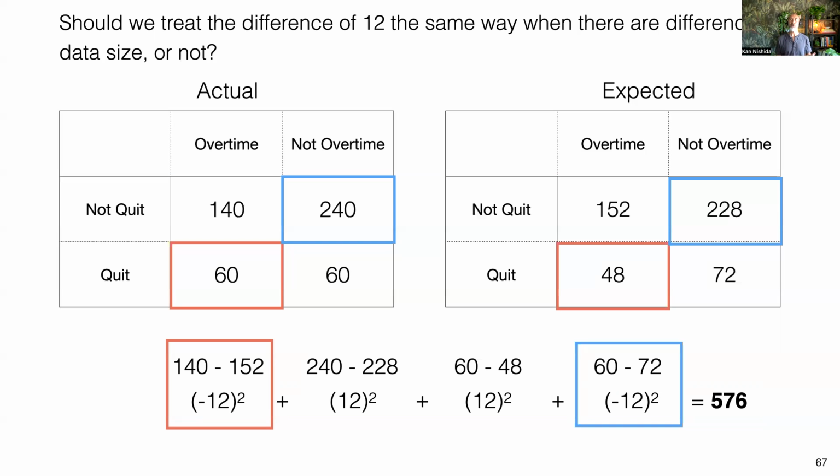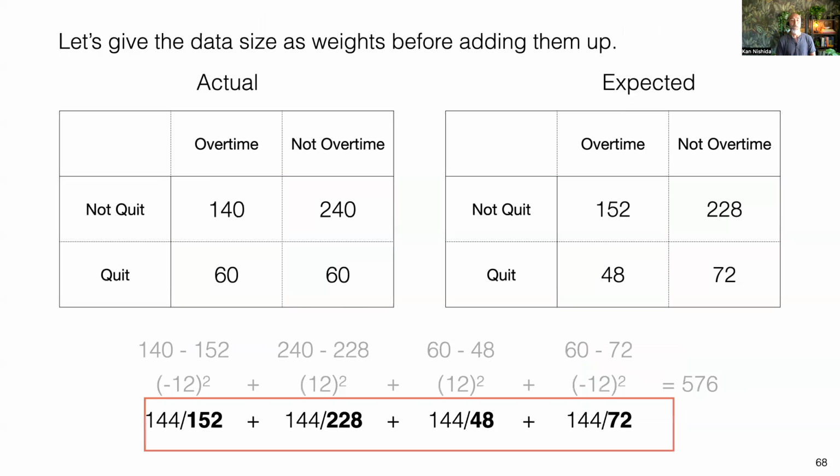So should we treat this 12 the same way, or treat them differently? Because 12 against an expected number of 48 is pretty big. It's almost a 25% difference. But 12 against 228 or even 240 is not even 10%, maybe like a 5% difference, right? So we shouldn't treat them as equal. We should give weights based on the number of people there. Therefore, we use the expected values and divide each squared value by them.